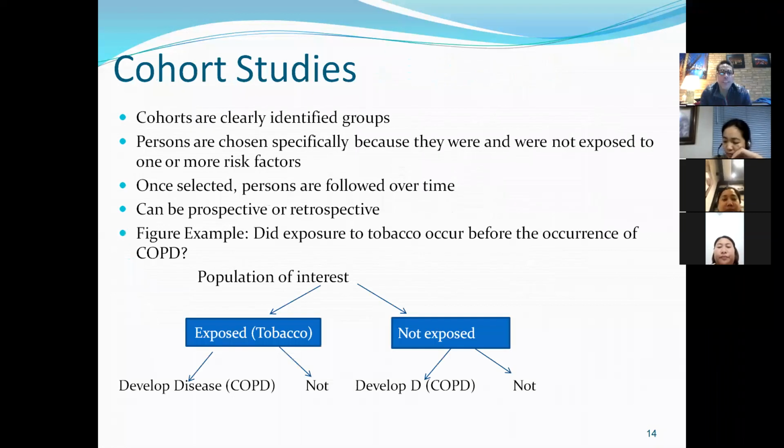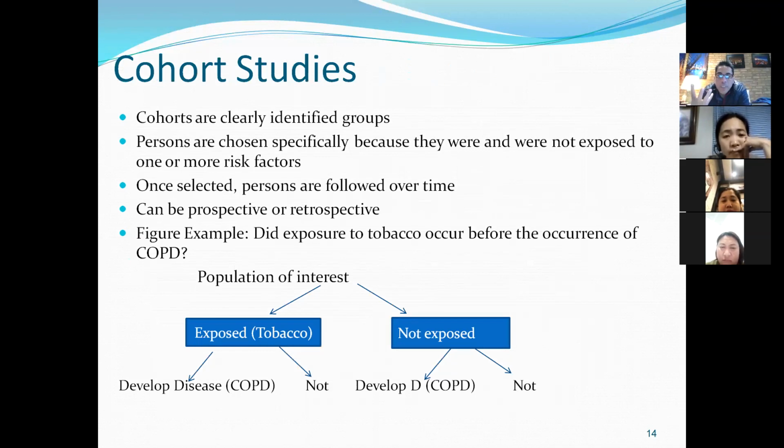Now, here's a cohort study. In a cohort study, we clearly identify the groups. Persons are chosen specifically because they were and were not exposed to one or more risk factors. Once they are selected, the persons are followed over time. This can be prospective or retrospective, but the gold standard, of course, is prospective.